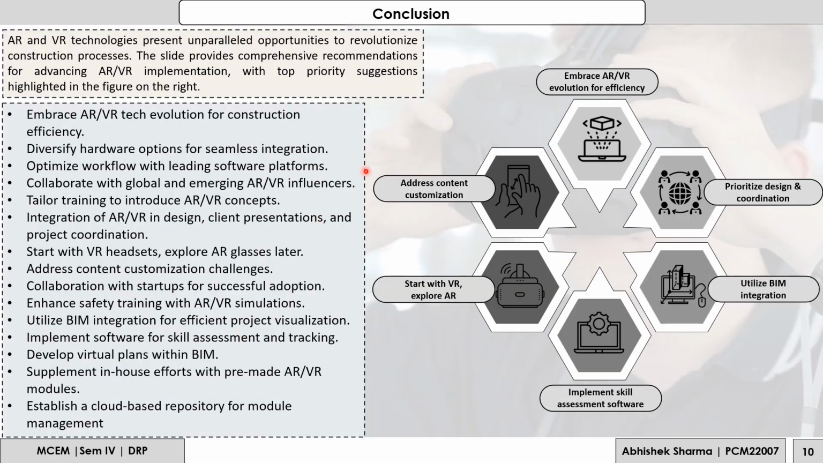Now for the conclusion, there have been recommendations for AR/VR enhancement, from which the top 6 recommendations were to embrace the AR/VR evolution for efficiency, prioritizing design and coordination, utilizing BIM integration, implementing skill assessment programs, starting with AR rather than VR, and companies should explore AR further, content customization.